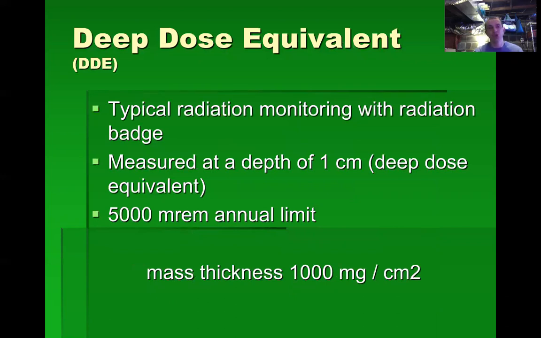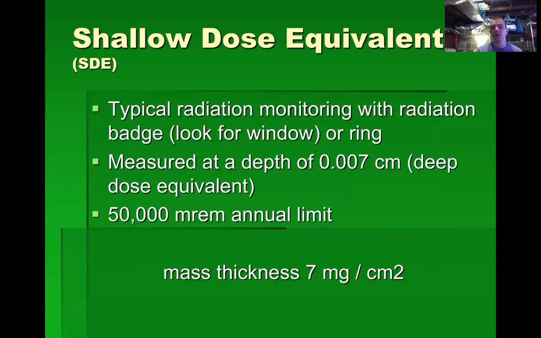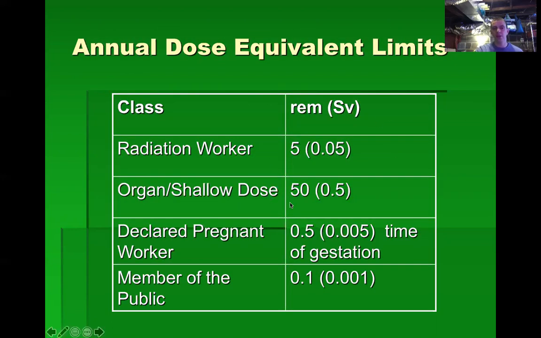And so not all dose equivalents are the same, depending on what type of dose you're trying to portray. You can often refer to the deep dose versus the shallow dose versus the lens of the eye dose. And these have different limits, as we saw here, because of just the understanding that certain areas in your body are more sensitive or less sensitive. So something like a shallow dose can be higher, or an organ dose can be higher than a whole body or deep dose. And that's why the limit is 10 times higher.